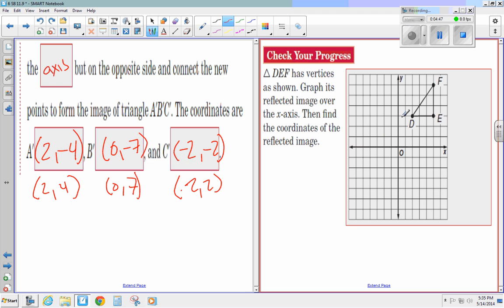All right, so let's do it here. We're using the graph, so 1, 2, 3, which means 1, 2, 3. This is now E prime. D. 1, 2, 3. And my new point is right there. F. 1, 2, 3, 4, 5, 6. So my new triangle, reflecting over the x-axis, looks like that. E prime, D prime, F prime.